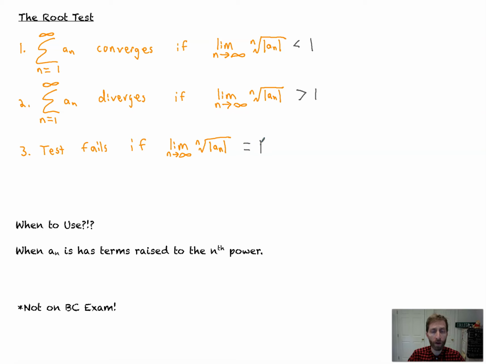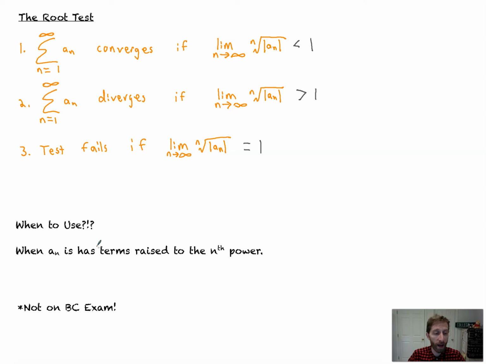Now, essentially what's happening here is when you take an nth root of something, you're kind of saying, what's the ratio as we go way, way, way far out. So this is perfect when you're raising things to the nth power. Again, I usually use the ratio test in these kinds of problems, but the nth root test, the root test, can come in handy. So when do we use it?